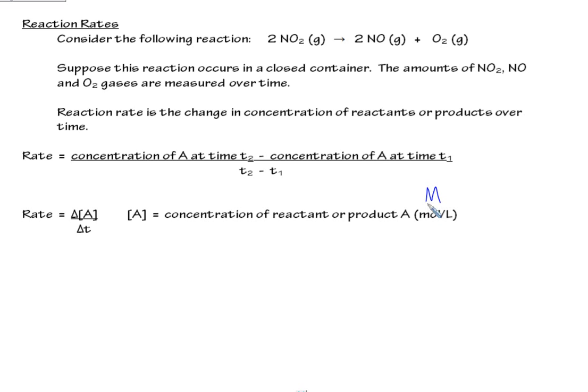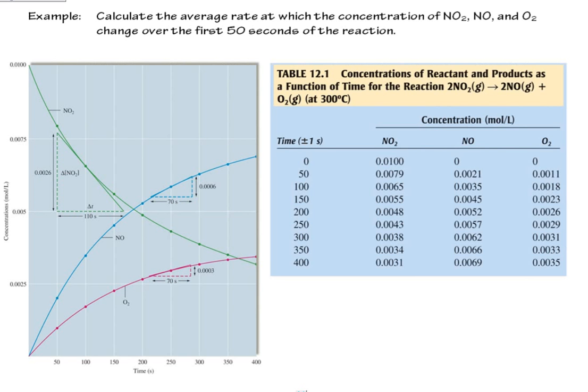And we should make note that they're going to use this symbol a lot, these brackets. When something's in brackets, usually that'll be an element or a compound, the brackets refer to their concentration. Molarity, moles per liter. Change in concentration over time. So let's look at some data for this reaction. Wow, this is excellent. We want to look at the average rate at which the concentration of all three substances, reactants and products, change over the first 50 seconds of the reaction.